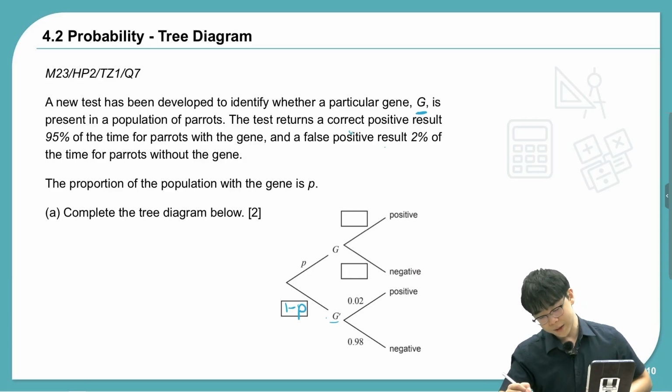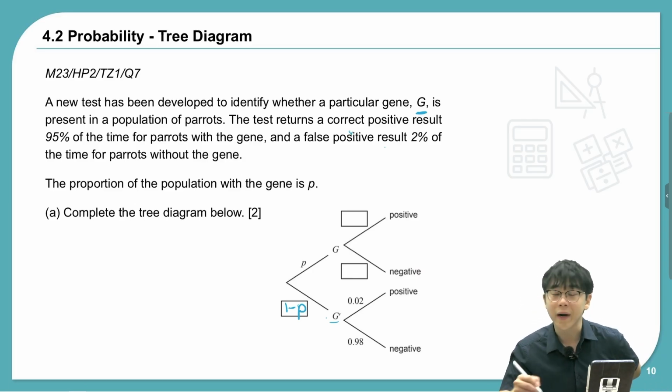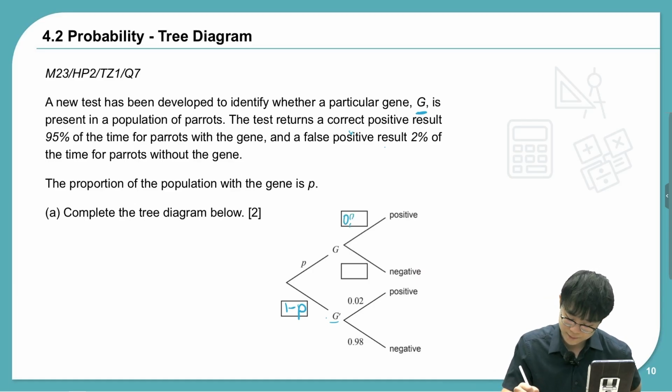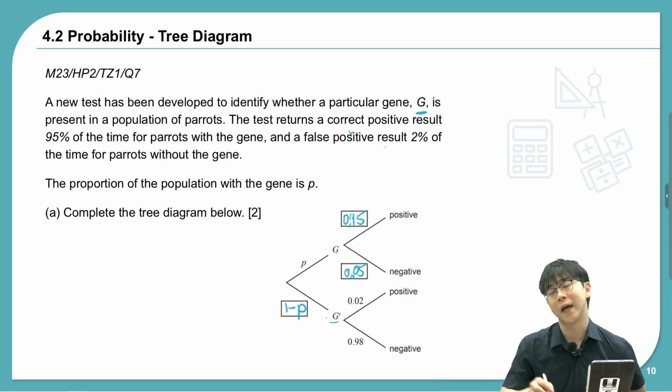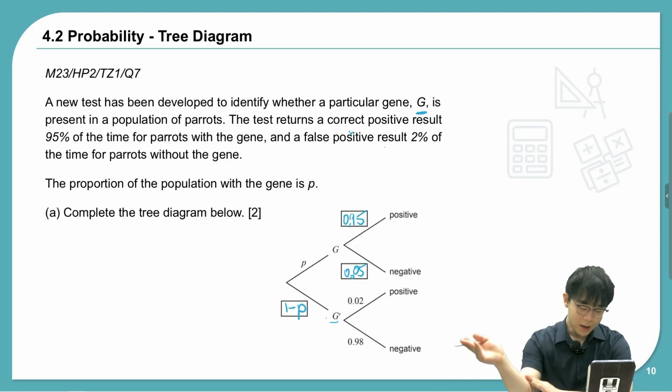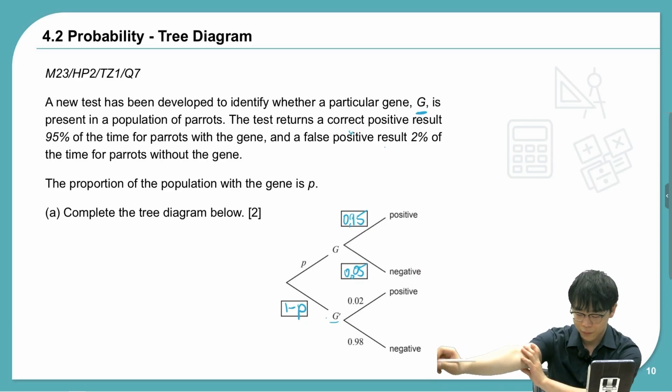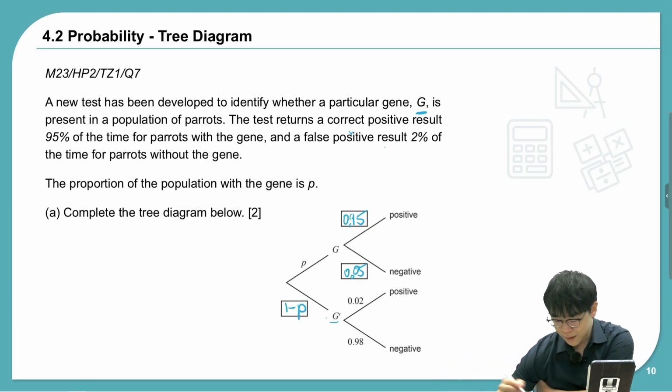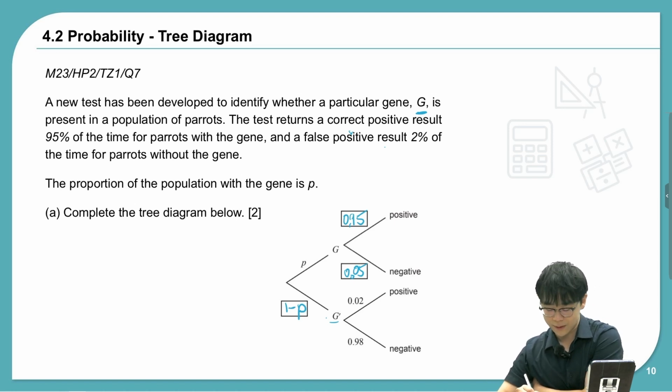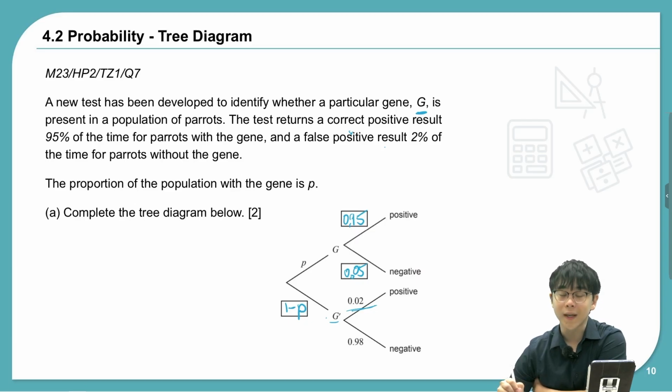So a correct positive would mean that the parrot has the gene and we correctly tested to have that. So the other 5% of the times, right? So 95% of the times we're correct in getting the positive result. Other times we get a negative when we should have gotten a positive. Meanwhile, the false positive means there is no gene, but we think there is, right? So that's 2%. So the true negative would be 98%.